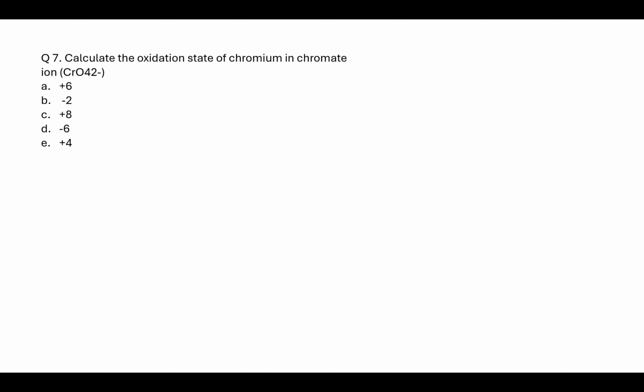Now let's move to the next question. Calculate the oxidation state of chromium in chromate ion. Let me write it correctly: CrO4 2 minus. This is the chromate ion, and we have to find out the oxidation state of chromium. This is a very basic chemistry question of finding the oxidation state of a metal in any compound. Again, I will give you all 3 minutes. Just take your time and write the option which you are getting in the chat box.